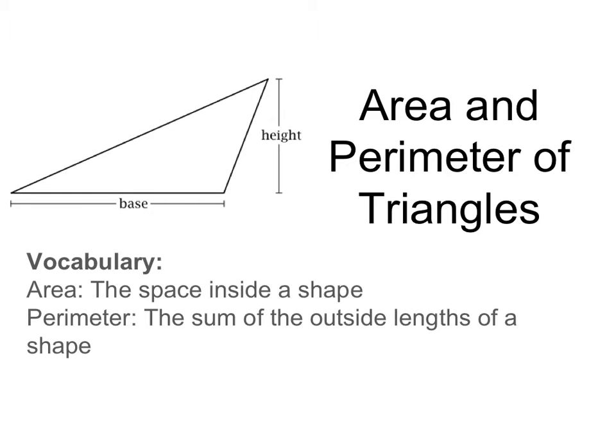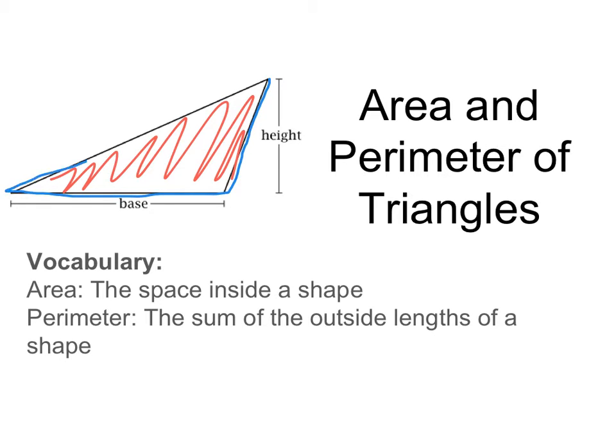In this video, we are going to review how to find the area and perimeter of a triangle. For our vocabulary, we're going to remind ourselves that area is the space inside of a figure, while the perimeter is the distance around the outside, usually found by adding up all the side lengths together. Perimeter goes around the outside, area is in the middle.